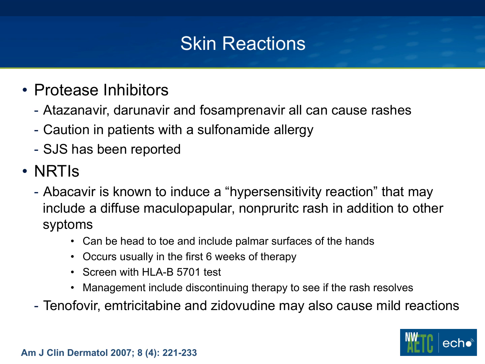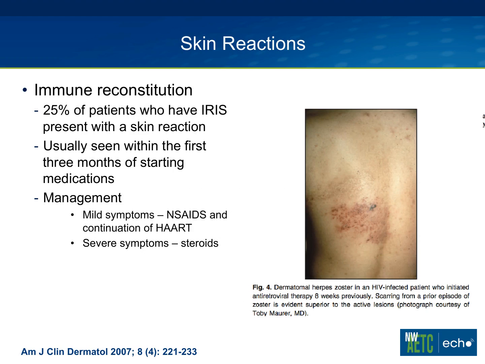And then lastly, tenofovir, emtricitabine, and zidovudine may all cause mild skin reactions. And lastly, in respects to skin reactions, immune reconstitution has to be taken into account in your differential. Seen here is a patient who, after 8 weeks of starting antiretroviral therapy, developed herpes zoster as part of their immune reconstitution. So patients who have extremely low CD4 cells, as their immune system starts rebuilding itself, you can see activations such as this. So again, keeping that in mind, when you do see immune reconstitution, mild symptoms can generally be managed with NSAIDs and continuing antiretroviral therapy, as opposed to severe symptoms in which steroids may need to be employed.